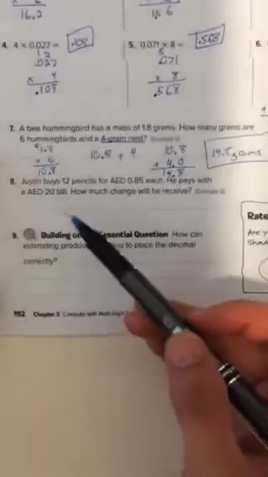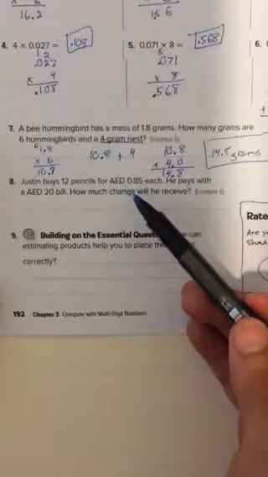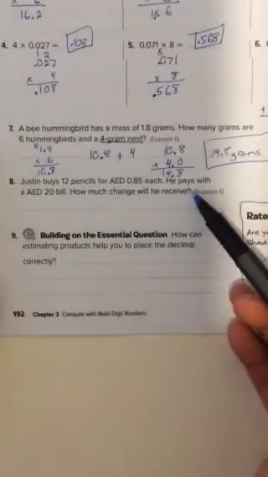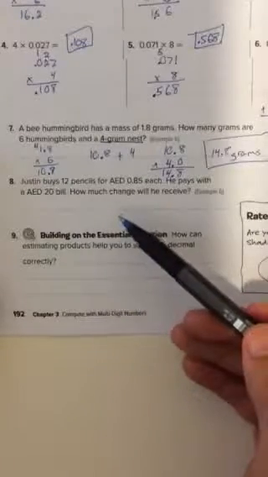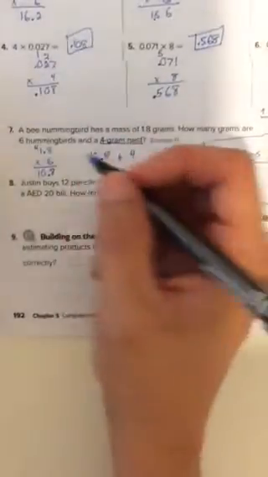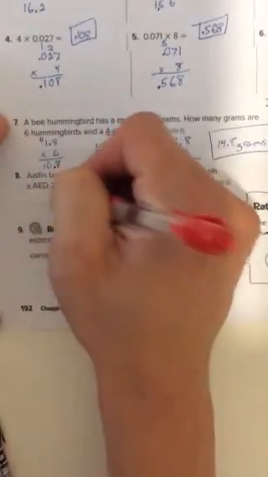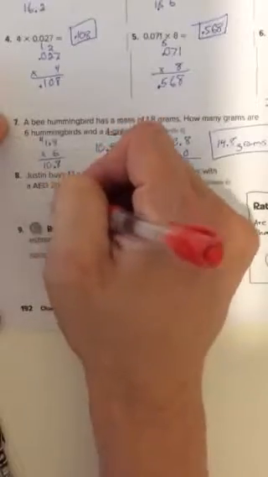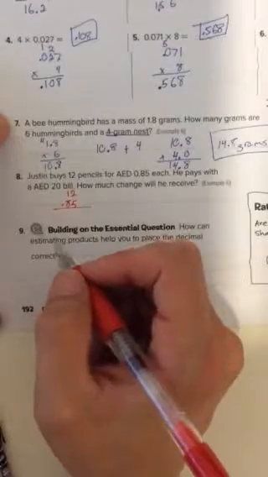All right. Justin buys 12 pencils for 0.85 dirhams each. He pays with a 20 dirham bill. How much change will he receive? Okay, these are great problems. Now that we're really bringing all kinds of things together. I'm going to do this one in red. So I need to figure out what is 12 times 0.85. That's the first thing I want to figure out.